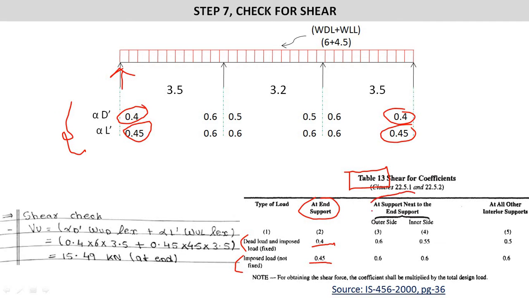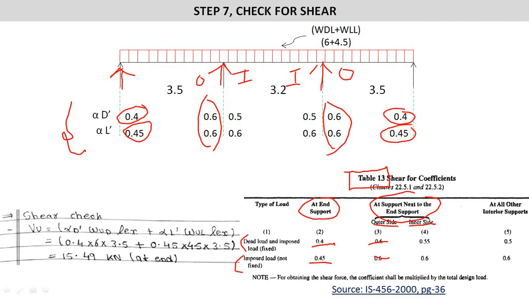Now let us move to the second. At the support next to the end support, which means this support and this support, there are two. First it is the outer side and second it is the inner side. Outer side means this, and this is the inner side. Let us first see the outer side. The outer side has a dead load value of 0.6 and imposed load or live load of 0.6. So we have written 0.6 over here on the outer side.